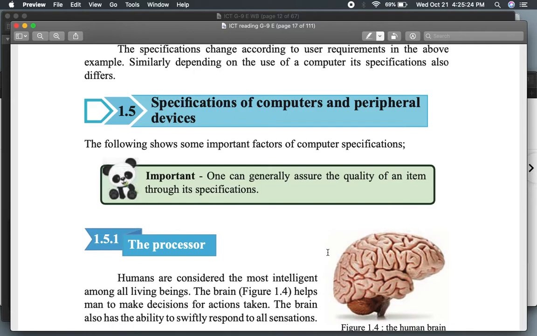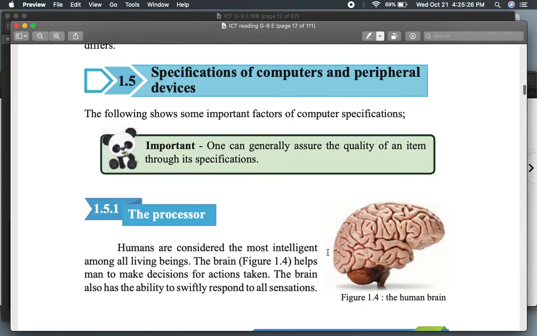Then we come to lesson 1.5. Specifications of computers and peripheral devices. The following shows some important factors of computer specifications. Important. The bubble says one can generally assure the quality of an item through its specifications. So what does that mean? The quality of a computer can be assured or assessed through its specifications.